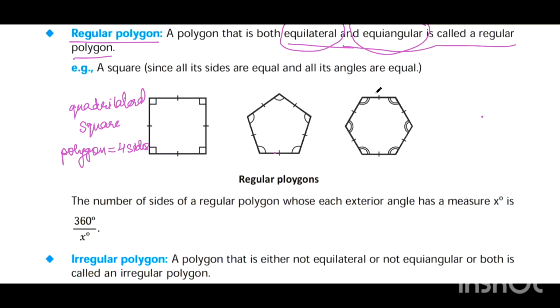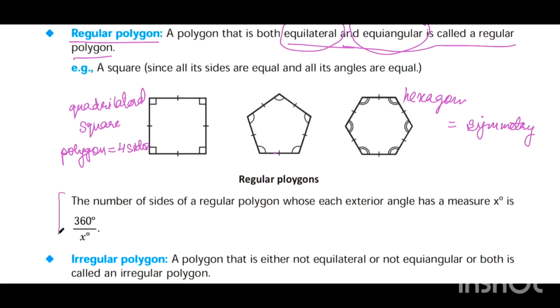Now see, this is what? Six sided. Six sided is called what? Hexagon. So six sided is called a hexagon, and in this all the sides are equal plus all the angles are equal. So they are regular polygons. Since they have symmetry, all these diagrams are symmetrical.